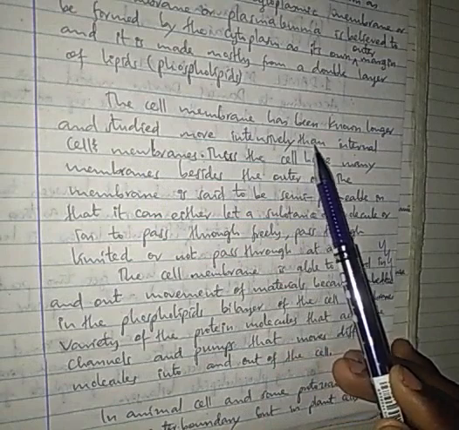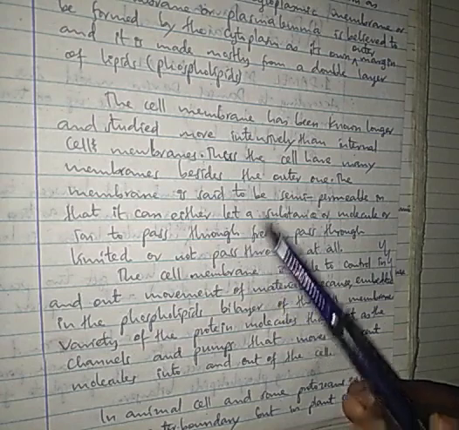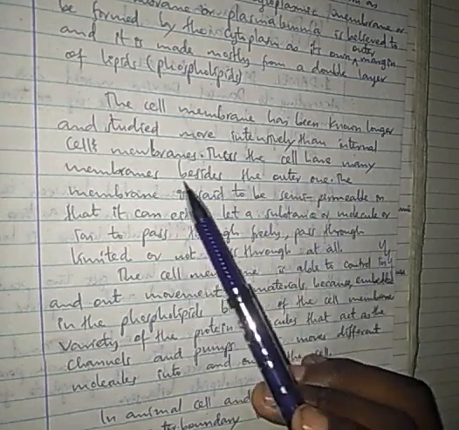Now, the cell membrane has been known longer and studied more intensively than internal cell membranes. Because the outer cell membrane has been studied more compared to internal cell membranes such as those of mitochondria and chloroplast. Third, the cell has many membranes besides the outer one.